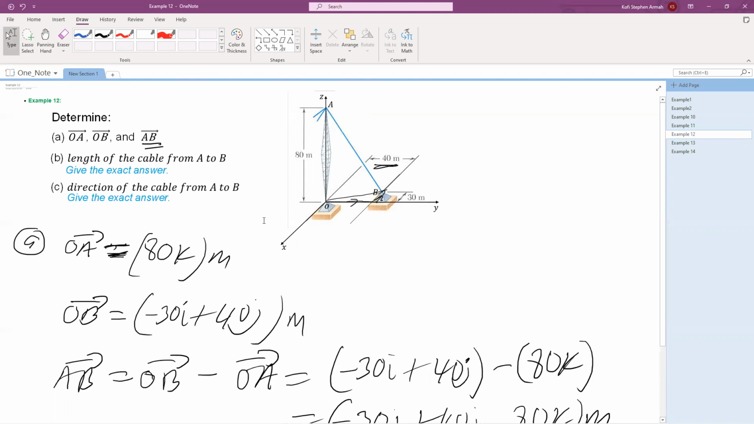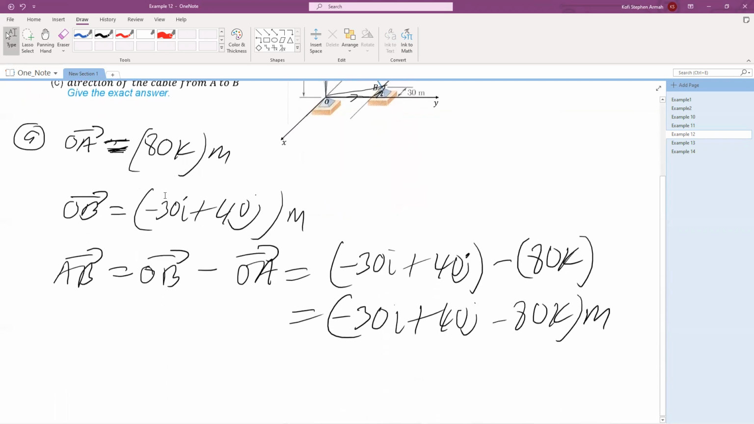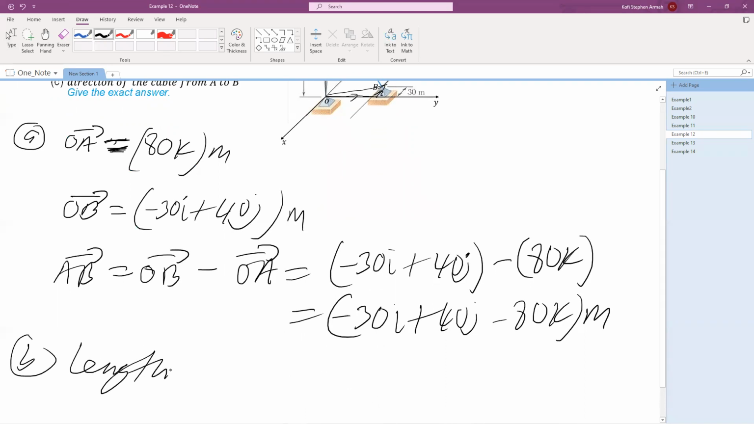Let me put it in a better way. The magnitude of displacement is the distance. So you need a distance. That's what they're asking to do in B. So we want to get a length, the length AB. That length of the cable is given like this.